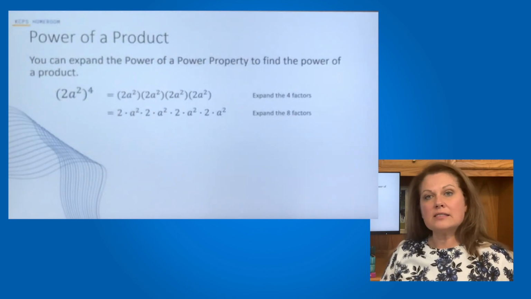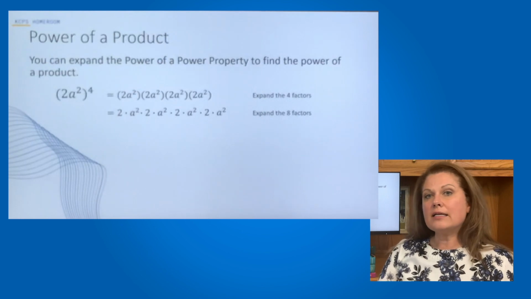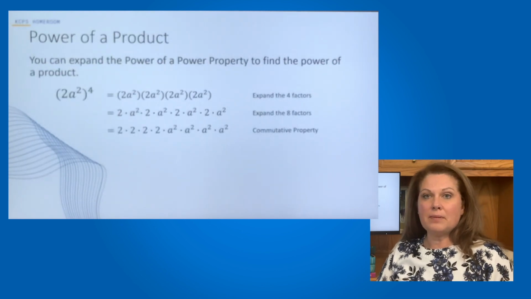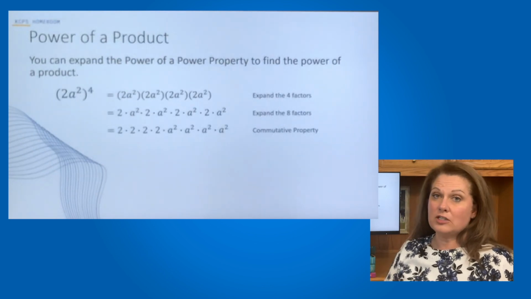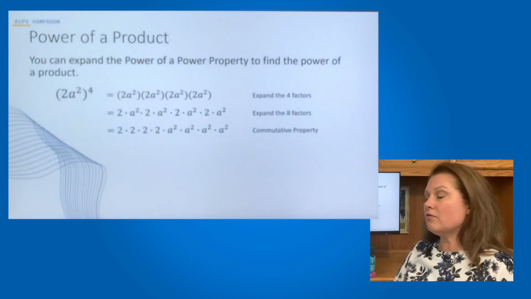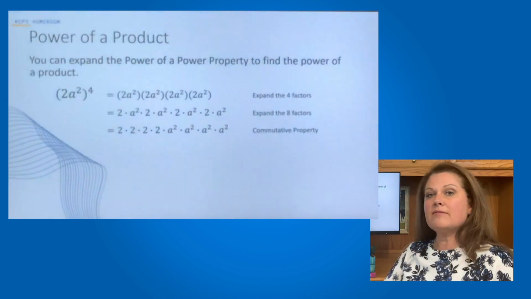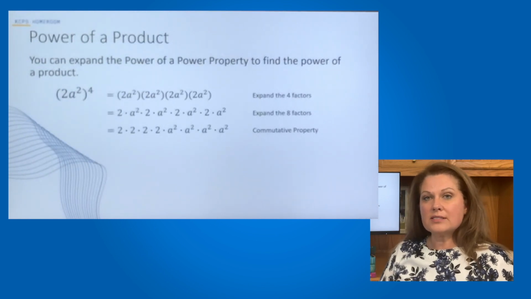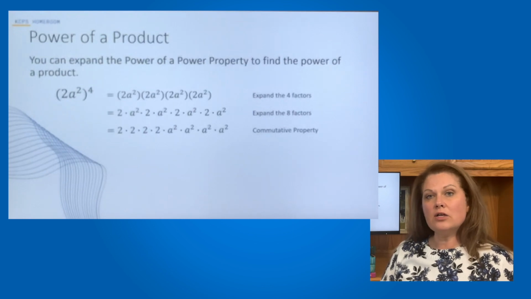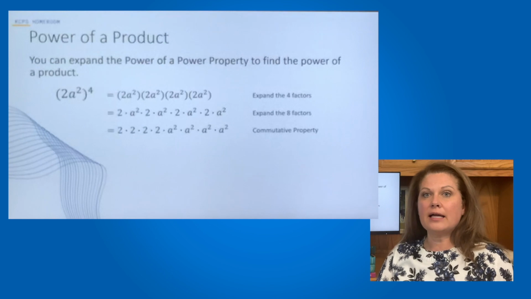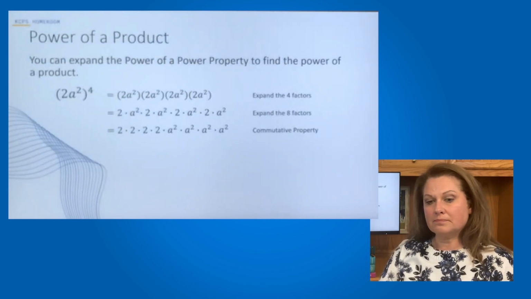If I rely on some of my other properties, I can say the commutative property allows me to group like bases together, like coefficients as well. So I'm going to move all my coefficients of 2 to the front, and I'm going to move all my variable powers to the back. Now when you notice that, I'm going to rewrite them as a power, so I can use my power to a power property to simplify my variable power.